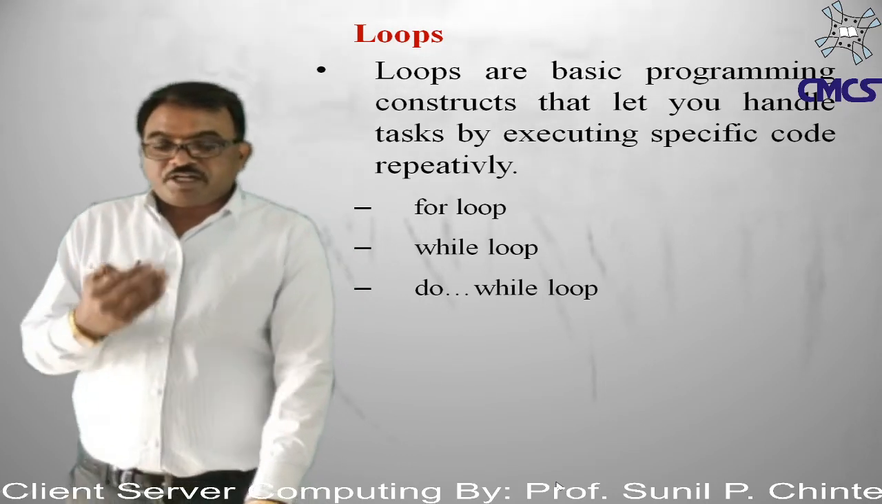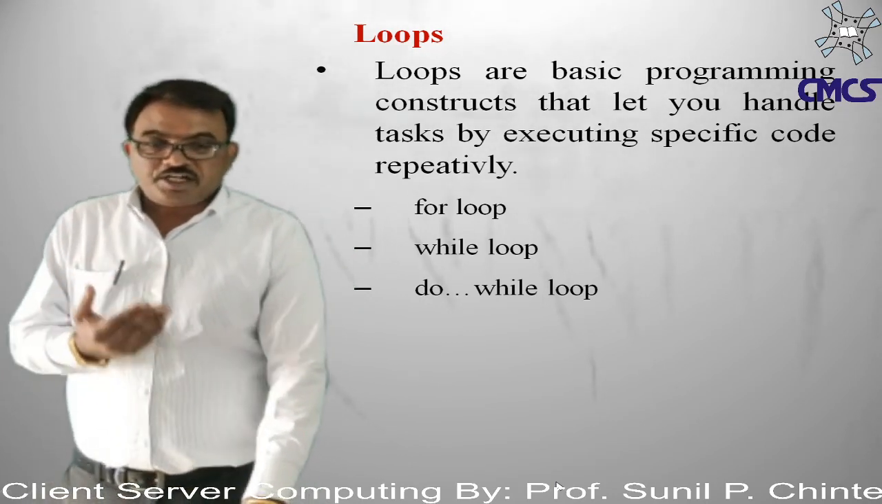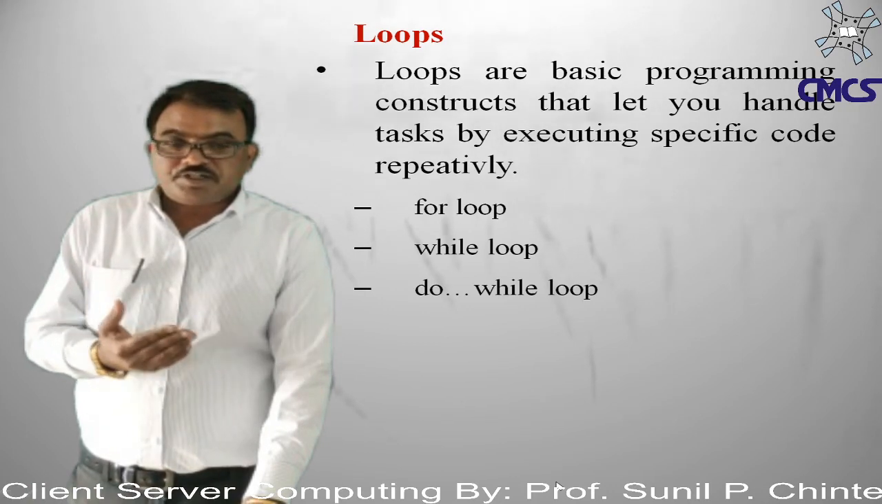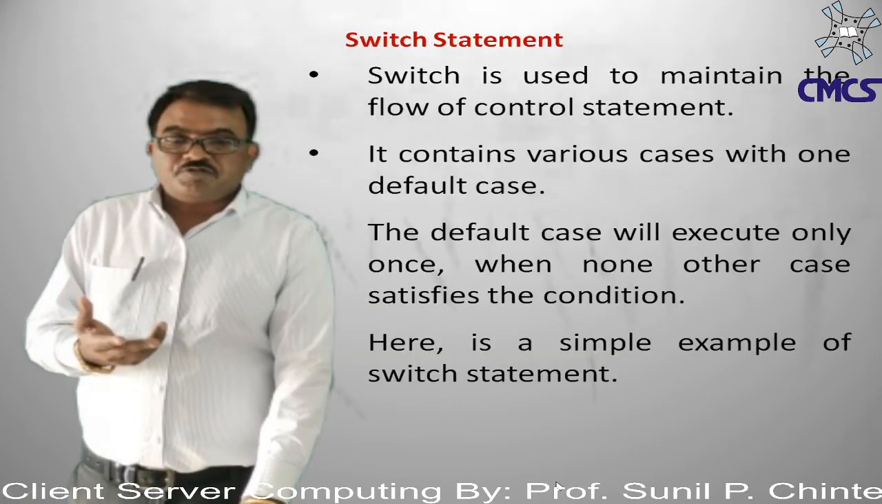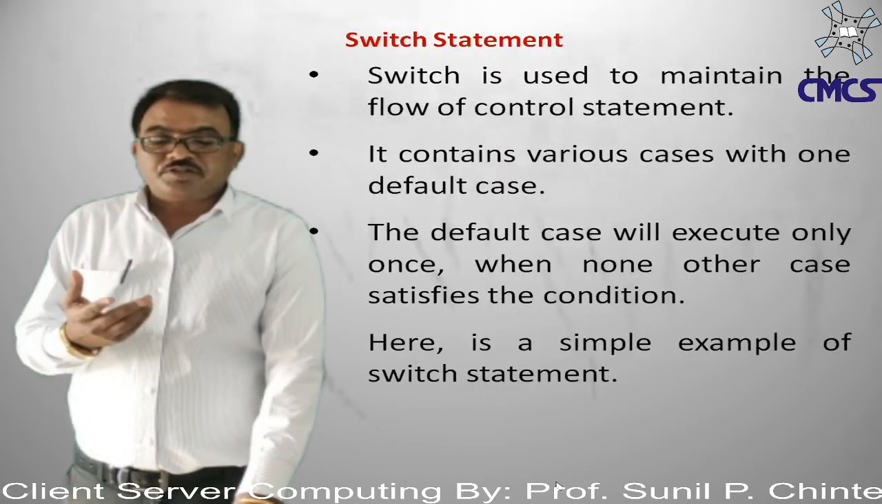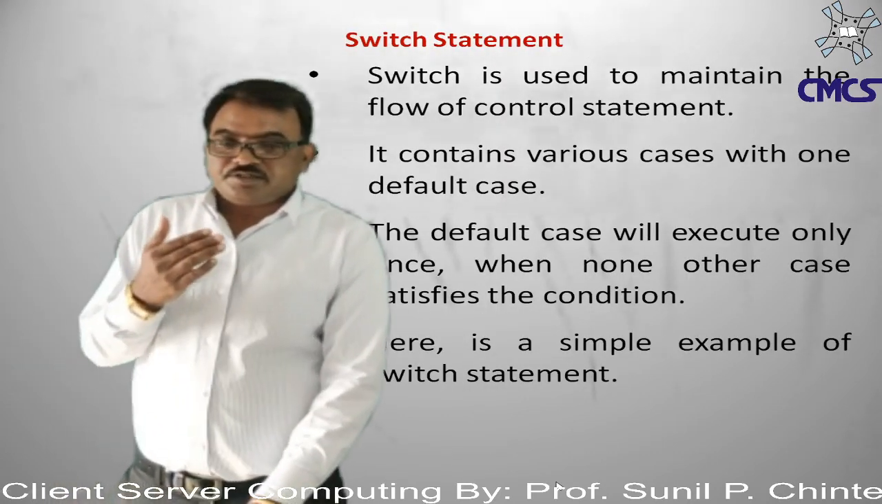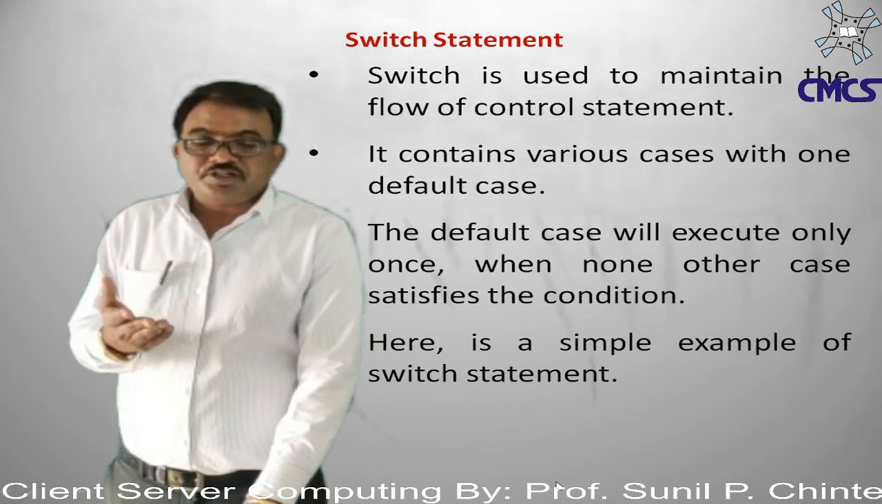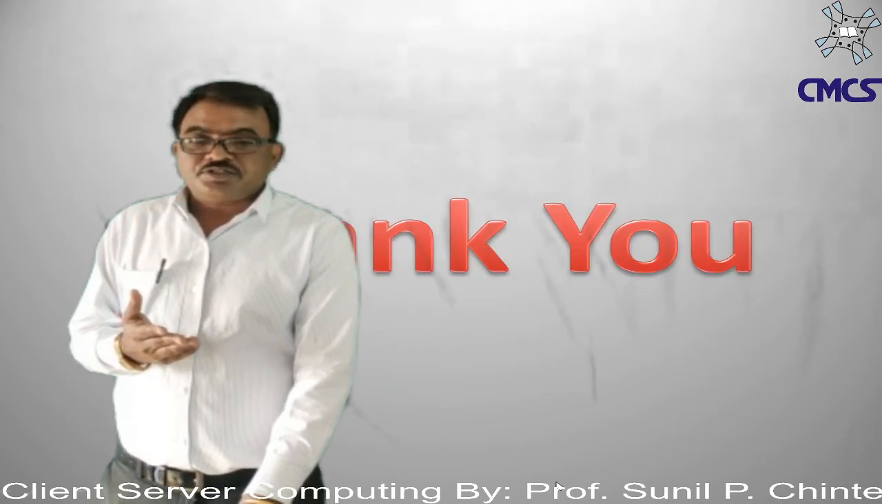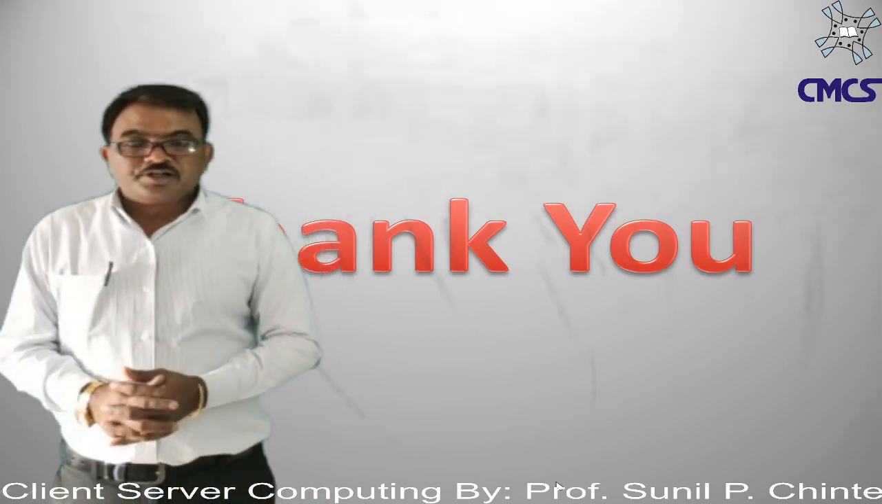Loops can be categorized into two: pre-tested and post-tested. Under pre-tested we use for and while, and under post-tested we use do while, and last is the switch. If you want to select a case from multiple cases, then we use the switch case. So this is overall about the control statements.